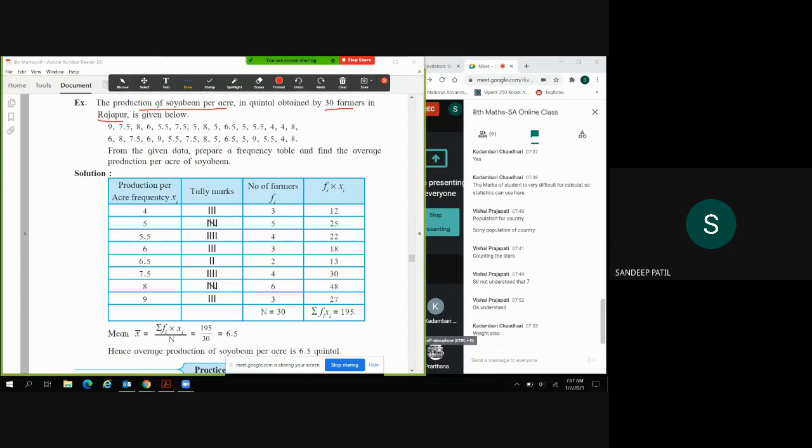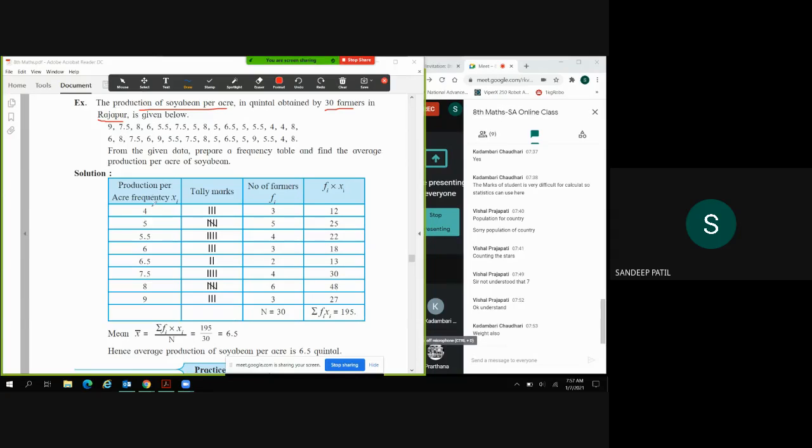Okay, so यहाँ क्या है कि there are 30 farmers in one of the villages, Rajapur. So they have given the soybean they are producing per acre. Okay, how much they are producing per acre? So there are 30 farmers and they have given the data.